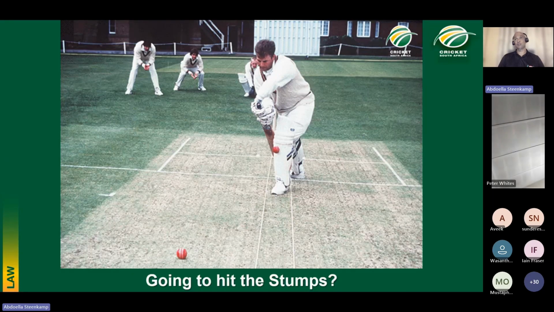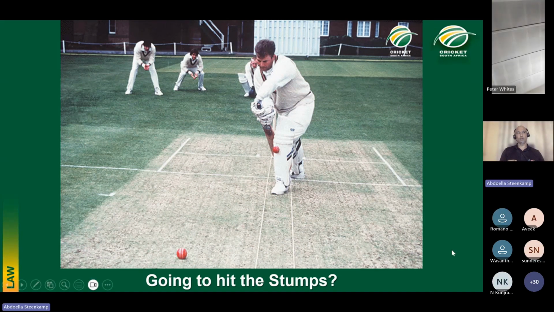Again, other factors that you need to take into account. Where did it pitch? Outside off. Where was the impact? So yes, you do need to take the law into account, but there are also other factors that need to be taken into account. And this is a good example of those other factors.